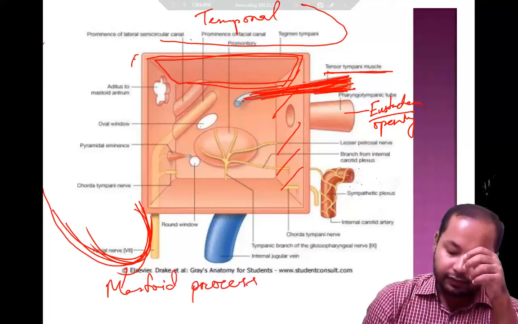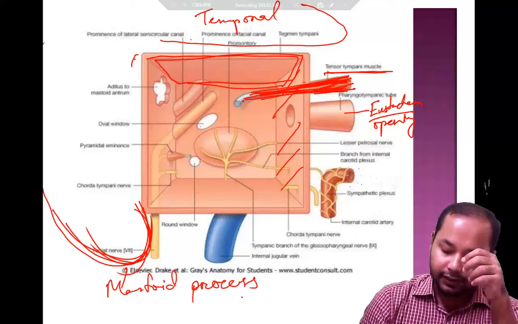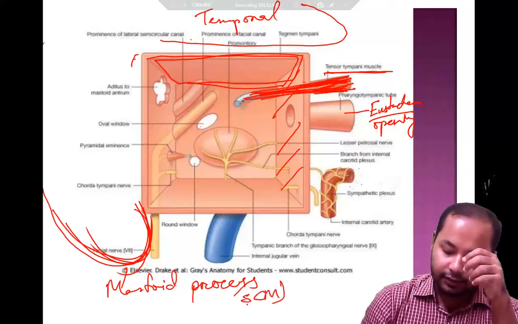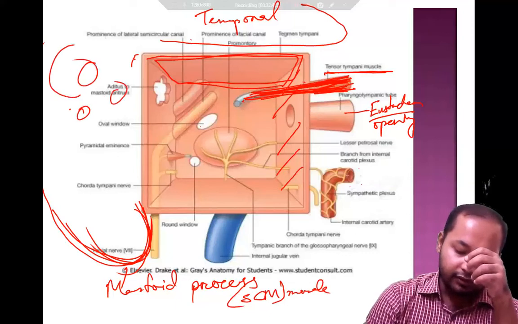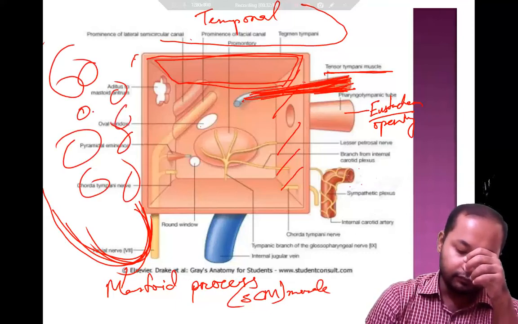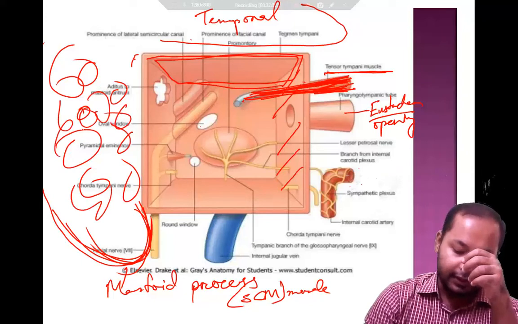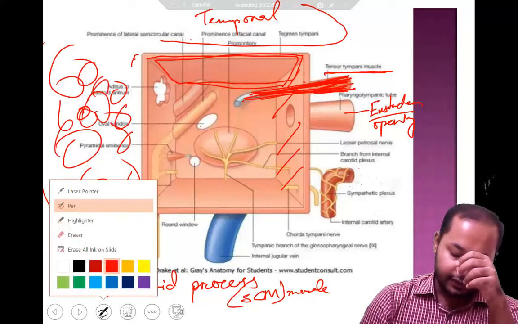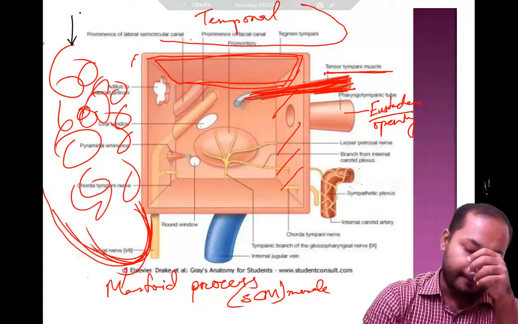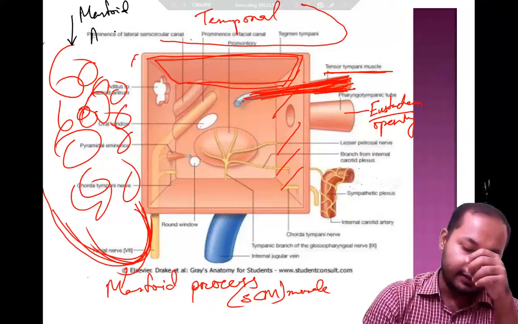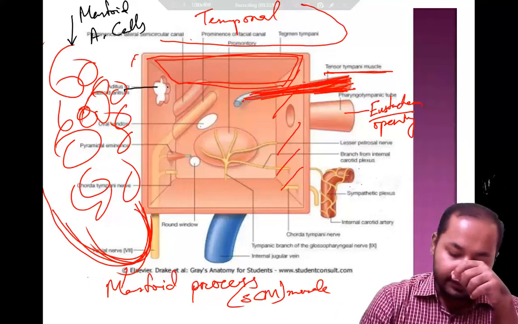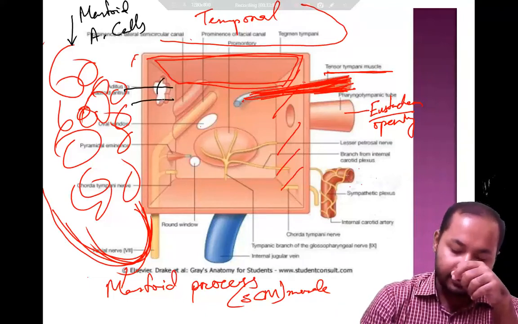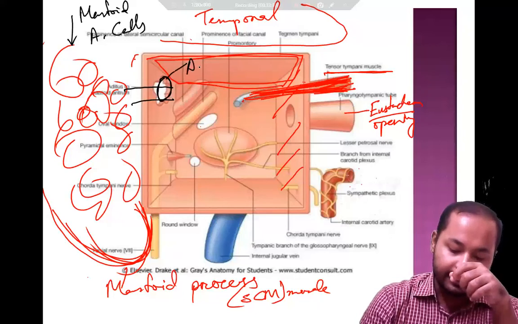and to this mastoid process the sternocleidomastoid muscle is attached, and here you have got lots of ear cells. Okay, these are called mastoid ear cells. So these mastoid ear cells are communicate with a gap or an opening which is called the aditus.